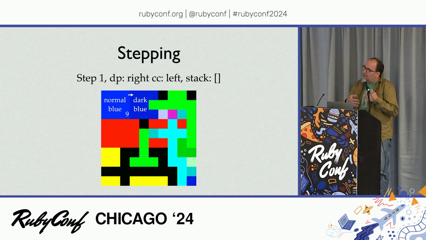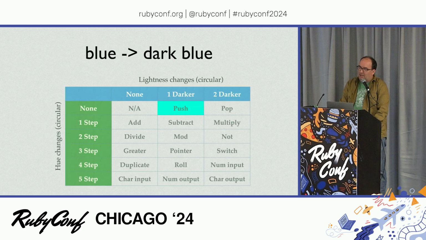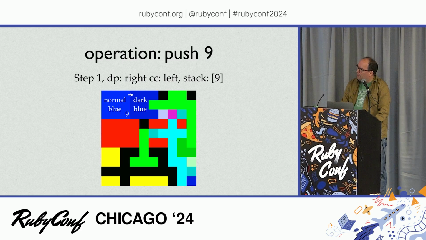Okay, so now we're just going to go through a program to get an idea of how it works in practice. So as I said, we start in the upper left-hand corner because the direction pointer is right, codal chooser is left. So we enter into the dark blue group at that upper point where the arrow is. And we look it up. It's one shade darker. So we're going to do a push. And we're going to end up pushing 9 because we use the size of the group that we're leaving as the value to push.